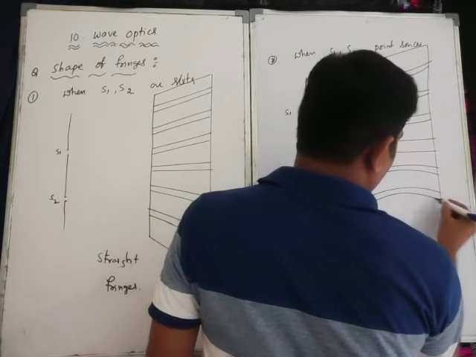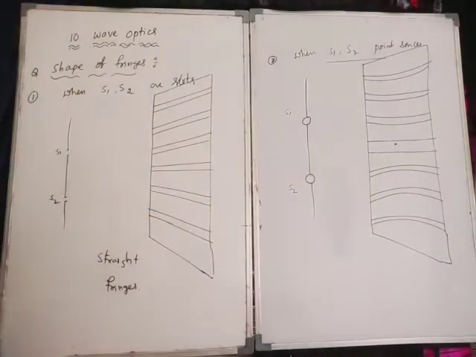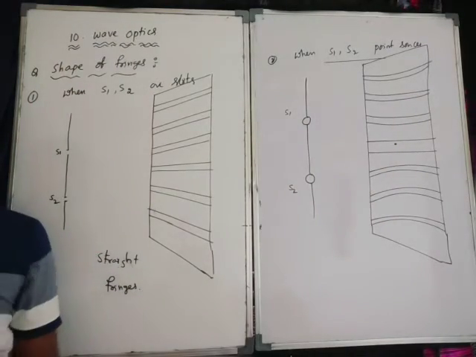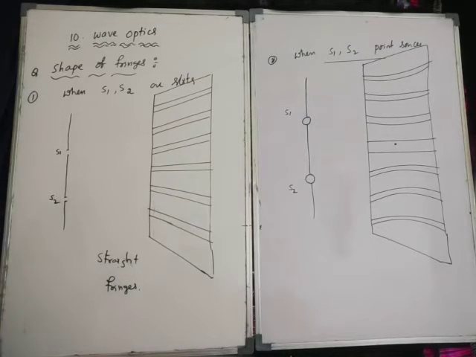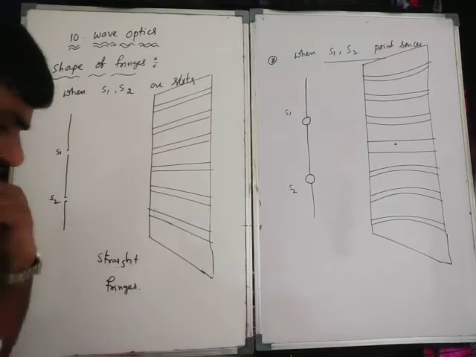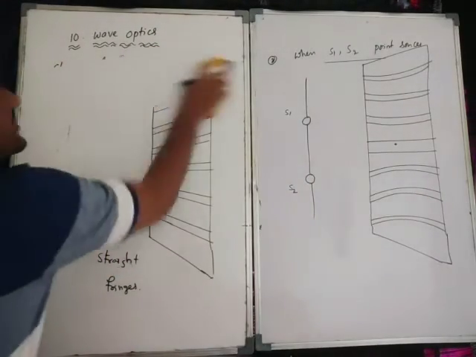So the shape of fringes is a hyperbola when they are point sources. Last and final case.